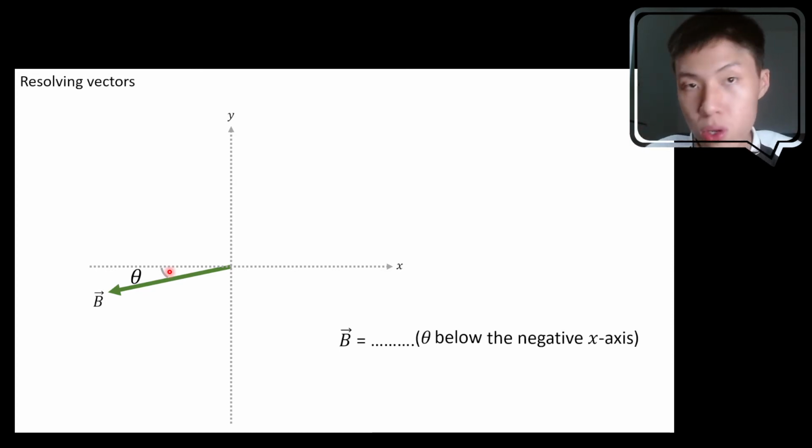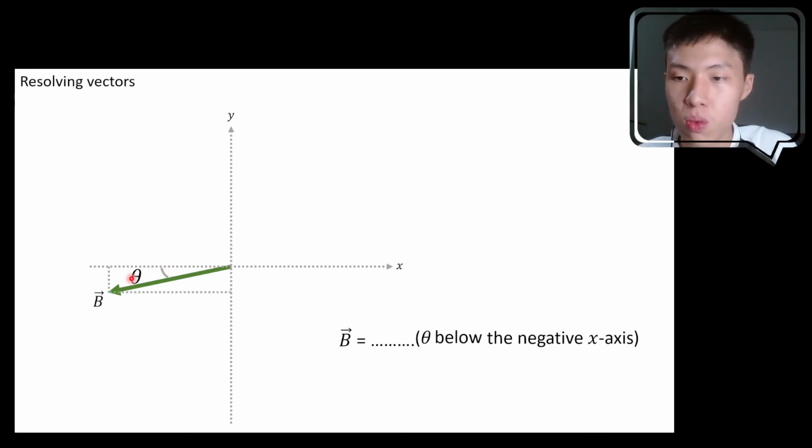Again, we are going to do resolving vectors here. So we are going to split this vector B into components that are lying on the x-axis and components that are lying on the y-axis. How do we split it? We draw a line perpendicular to the x-axis. We draw a line perpendicular to the y-axis. We are splitting it this way. You can see I'm cutting 90 degrees onto this y-axis line here. I'm cutting 90 degrees to this x-axis line here.